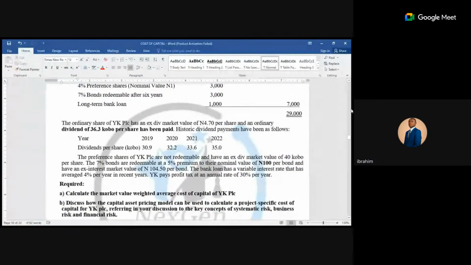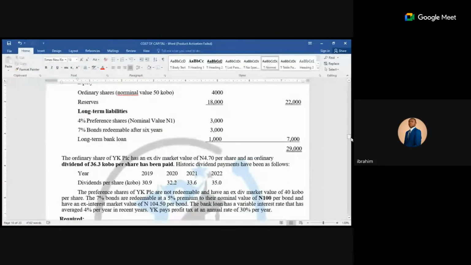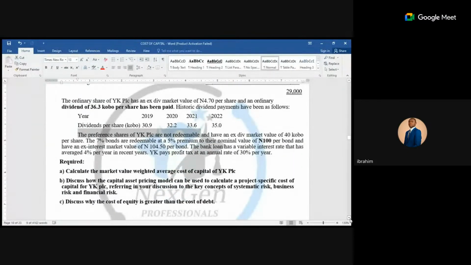Now, the next story is on preference shares. You can see that the next source of finance here is preference shares. Can you see how they arrange it, just like the way we did in our previous class? The preference shares of YK PLC are not redeemable. Since they are not redeemable, we just have to calculate it the way it is.